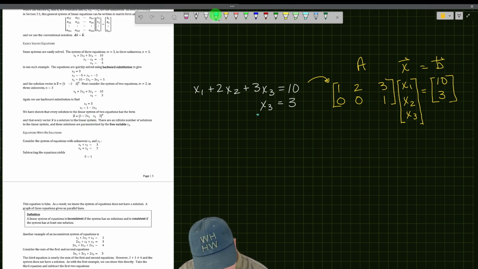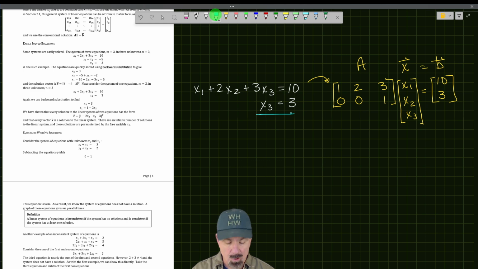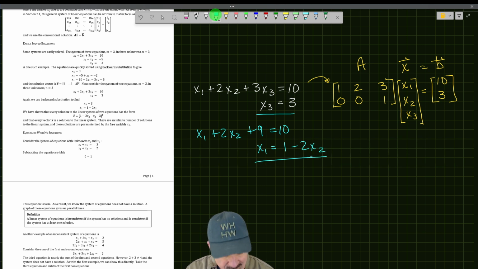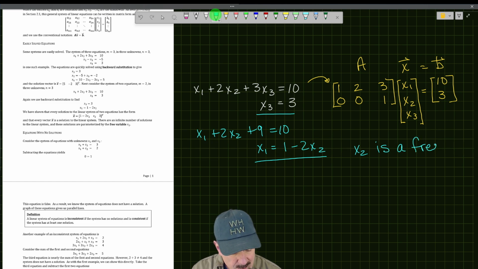So obviously we already know that x3 is equal to 3. And when we substitute that into the top equation, we have x1 plus 2x2 plus 9 equals 10. And solving for x1, we end up with 1 minus 2x2. So we have the representation for x1. So we know x1 and we know x3, given that we have x2. And that's really the key to think about here. x2 is what we call a free variable. It's free for us to choose.